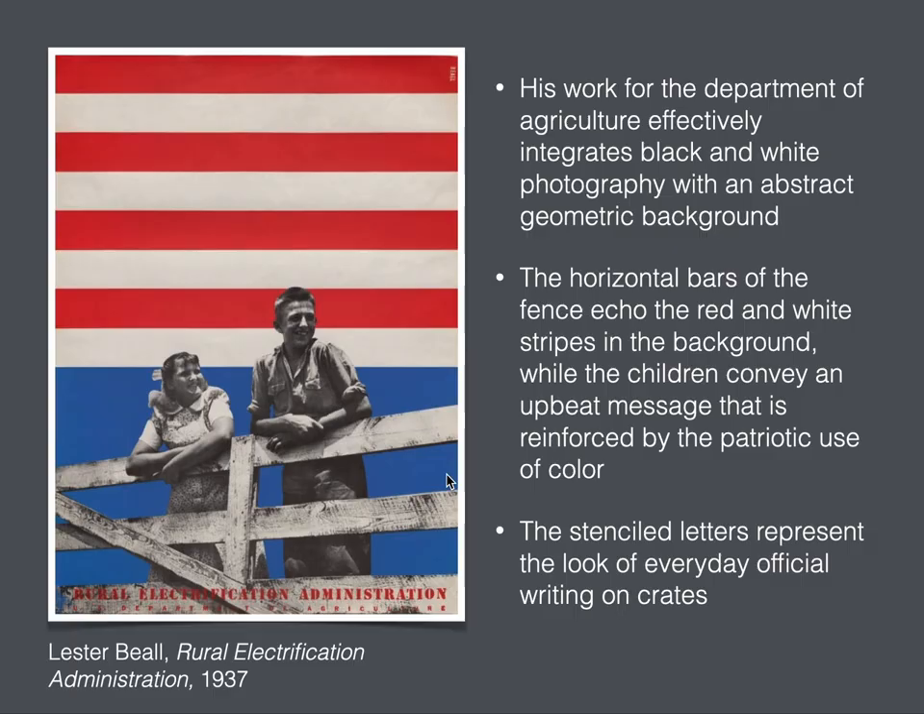So this is another poster he created for the Department of Agriculture, and what he's showing here is his ability to effectively integrate black and white photography with an abstract geometric background. So you've got these red stripes in the blue field, emulating the American flag, but then you've got this beautiful image of a young girl and a boy on a fence. So you've still got these linear lines that he then transfers to the idea of the flag. And this is really an upbeat message that he's conveying, using the patriotic use of color, and the stenciled letters on the bottom are meant to represent the look of everyday official writing that would be on crates.